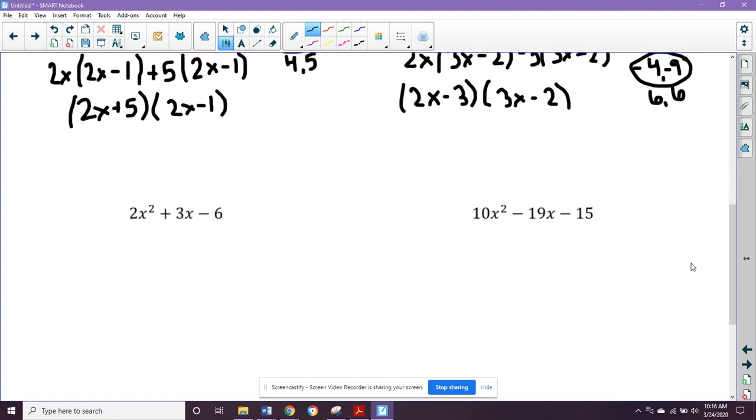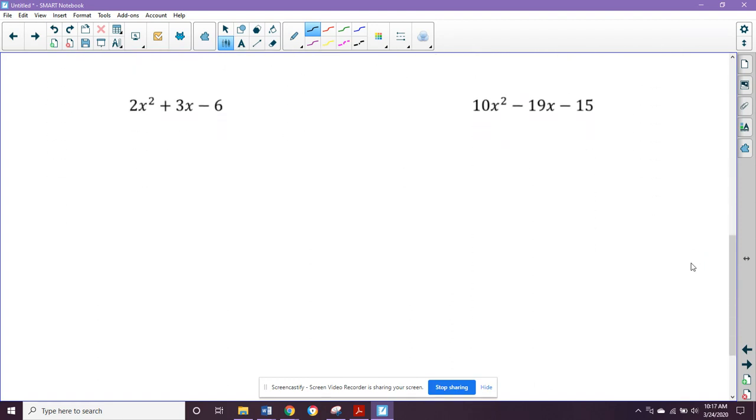Okay. Our last two problems, let's look at these. Multiply first and last term, 2 times -6, and that is 12, technically -12. Factors of 12, 1 and 12, 2 and 6, and 3 and 4.